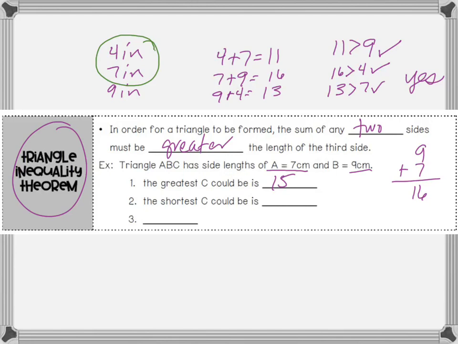Now for the shortest that it could be. That means it's going to be smaller than these. So we're going to say we have 9 here. We have to be able to add 7 to something, and it has to be greater than 9. Well, what would we add to 7 to be more than 9? That's going to be 3. So the shortest it could be would be 3.